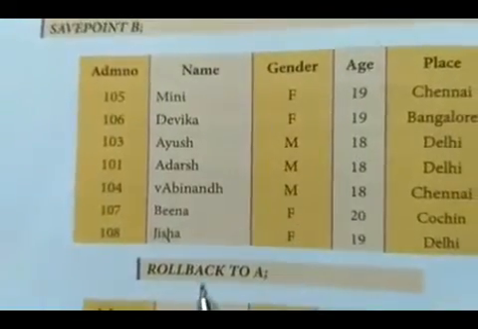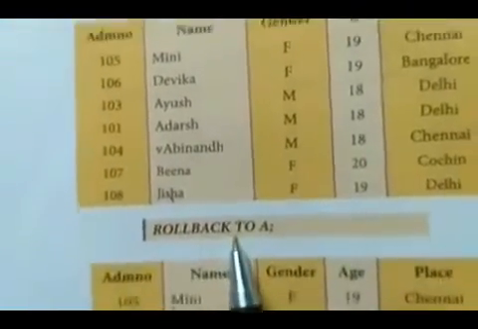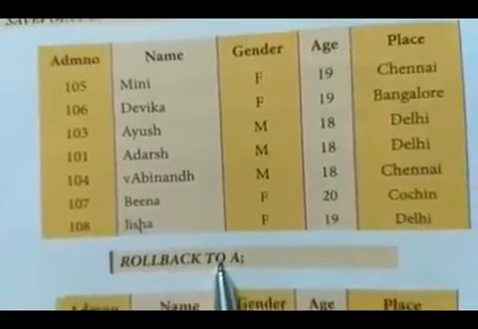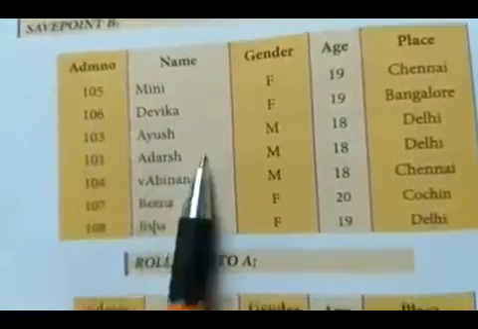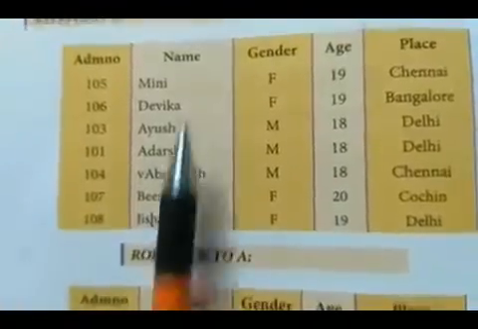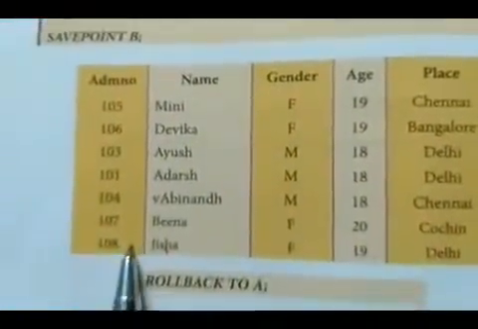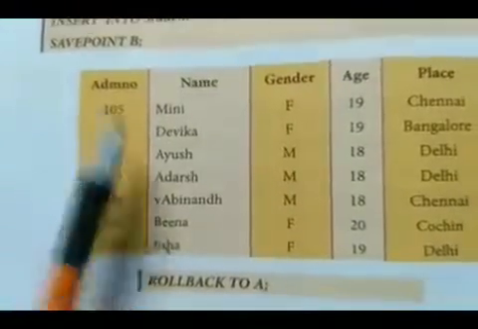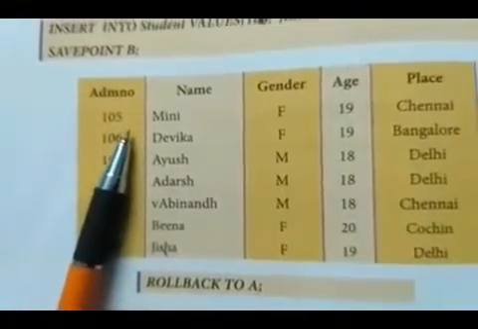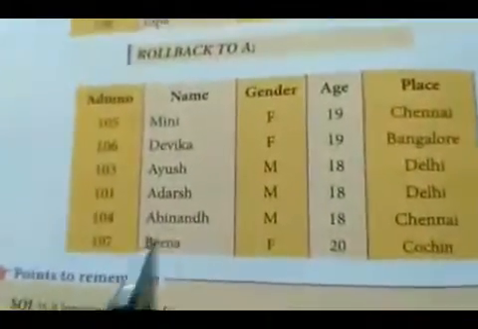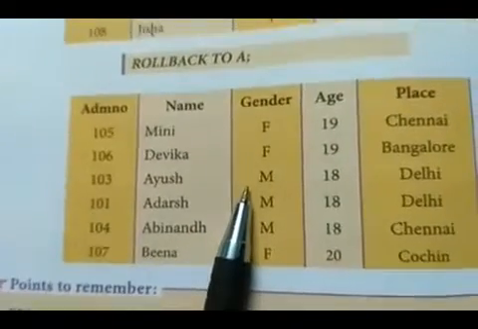Now what I have done: roll back to A. So roll back to A. What will happen? This is save point B. So before adding that Jisha, how was the table? Up to A only 6 records are there and that table is saved as save point A. Now what we are doing? Roll back to A. So the previous record details alone are stored in the table.